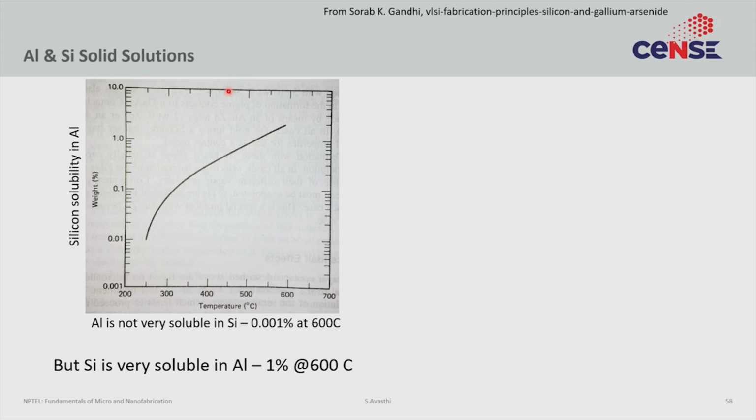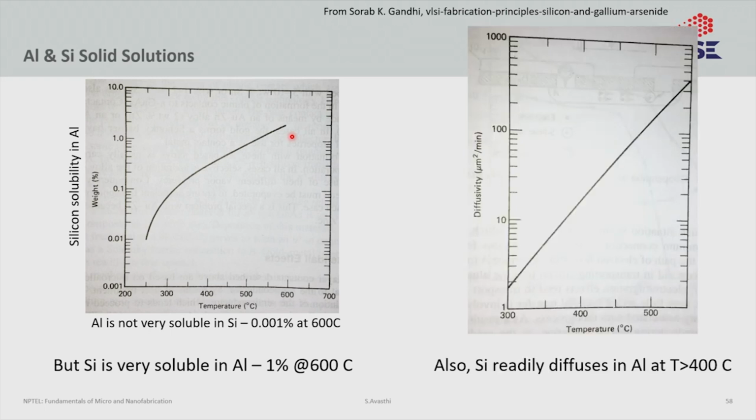So, this is a plot of silicon solubility in aluminum, and you realize that aluminum is not very soluble in silicon, right. It is only around 0.001% at 600 C. So, aluminum does not dissolve in silicon a lot. If you look at the phase diagram, you will actually see nothing. However, silicon is extremely soluble in aluminum, up to 1%, right? That's a fairly large number, and that number increases at different temperatures. So, at 600 C, up to 1% of silicon is soluble in aluminum.